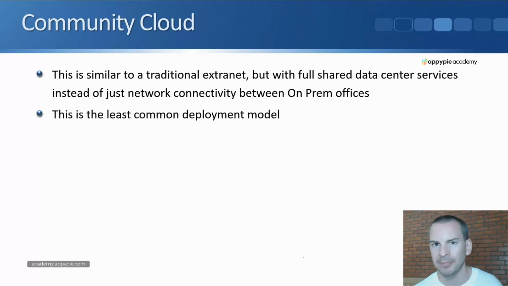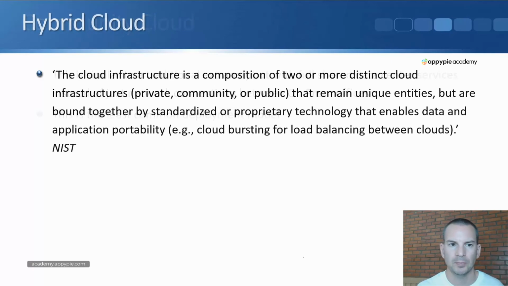To give you an example of that, I worked for an oil and gas company before, and we had private network connectivity with other oil and gas companies such as BP and Shell so that we could share information with each other. But community cloud is a little bit different than that in that it's full shared data center services instead of just network connectivity between on-premise offices. Community cloud is the least common deployment model.